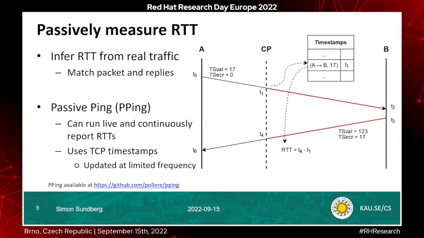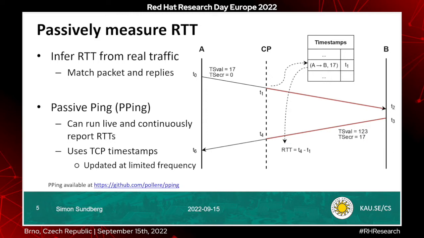So when you want to use passive network monitoring to discover the network latency, you typically try to match outgoing packets with replies to those packets to calculate the round-trip time between when you saw the original packet and the time you saw the reply to this packet. There are much fewer tools that can do this. One of those tools is called passive ping, or ePPing.